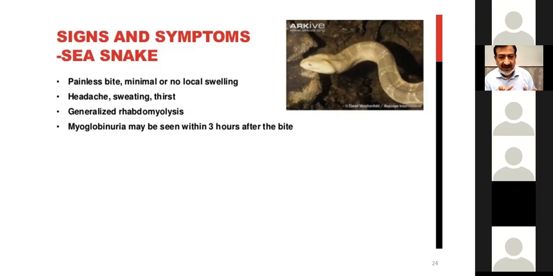Headache and weak pulse occur, general bad breath, passing of dark urine occurs, or myoglobinuria may be seen within 3 hours.